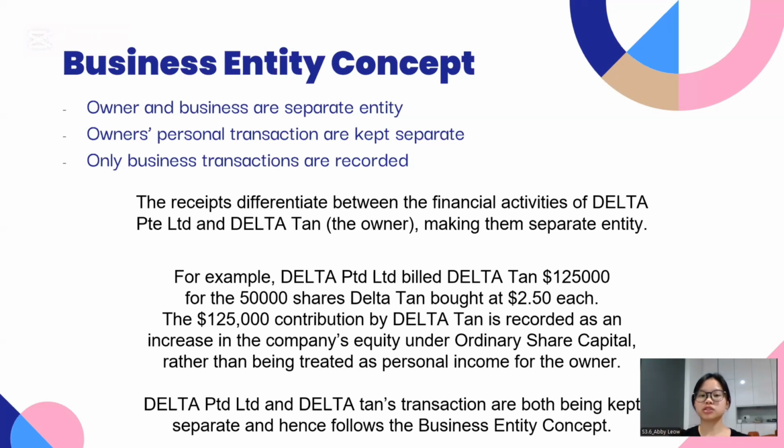Owner personal transactions have to be kept separate. Only the business transactions are recorded. So how does this concept apply to this project? The receipts differentiate the financial data of Delta Private Limited and Delta Tan, who is the owner, and it makes them separate entities.